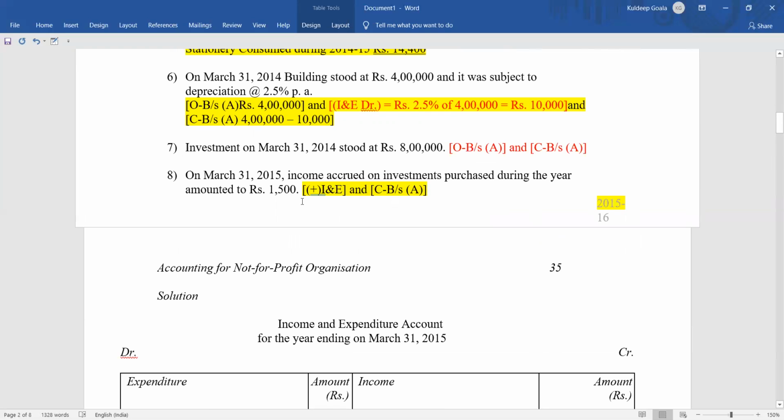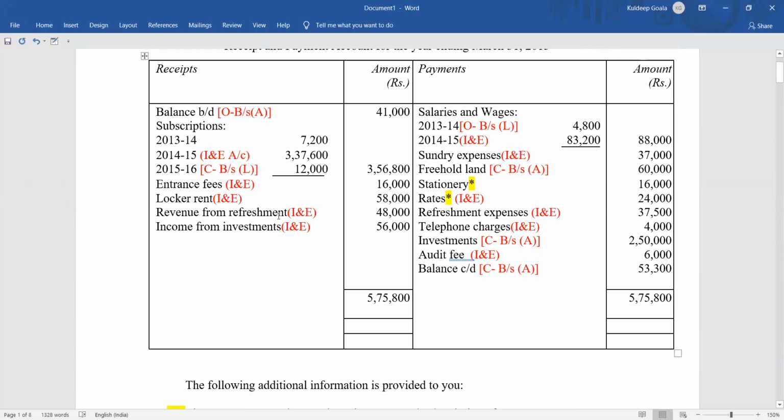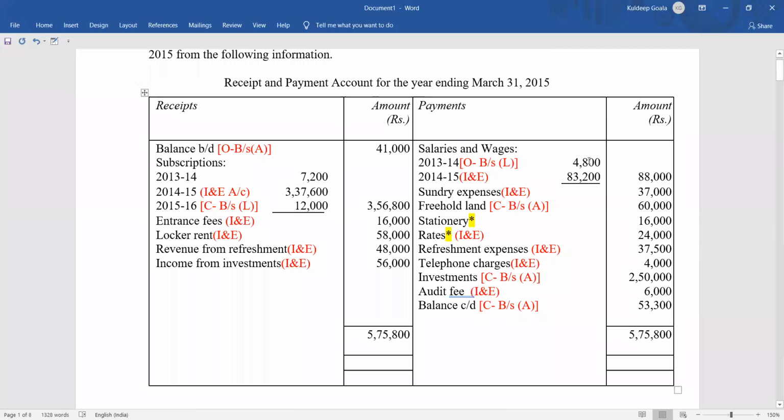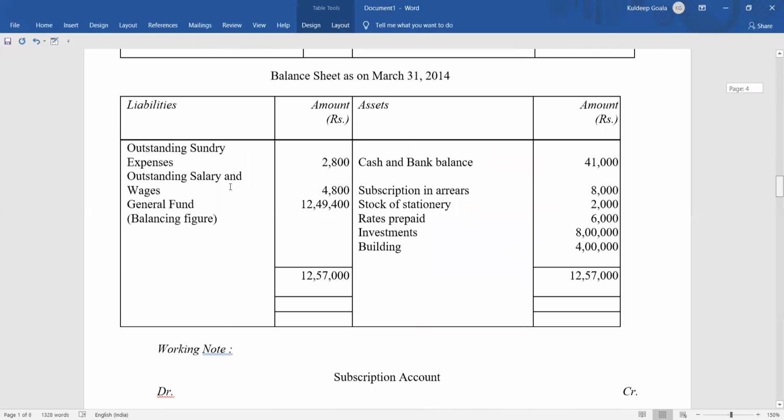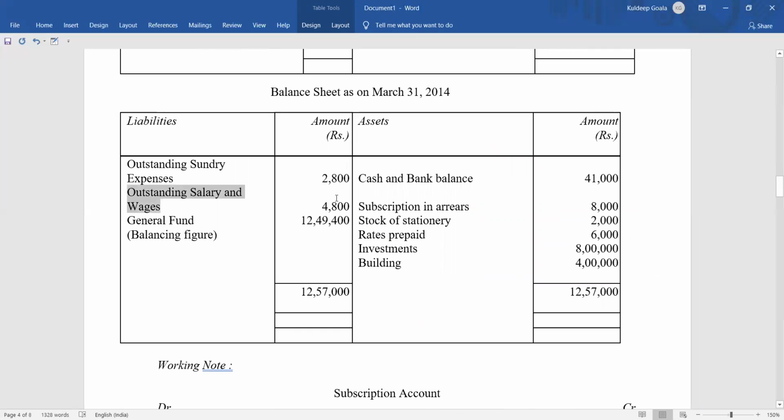Now we can go for the liability side. Let's go from the top. At the beginning, we can find out where is the opening balance sheet liability side. So in the receipt, we can see there is no such item. There's no such item which will come in the opening balance sheet liability side. In the payment side, yes, there is one. 4,800 rupees of outstanding wages and salary. Okay, so that will come in the opening balance sheet liability side. So let's go in the opening balance sheet liability side. You will write down outstanding salaries and wages 4,800.